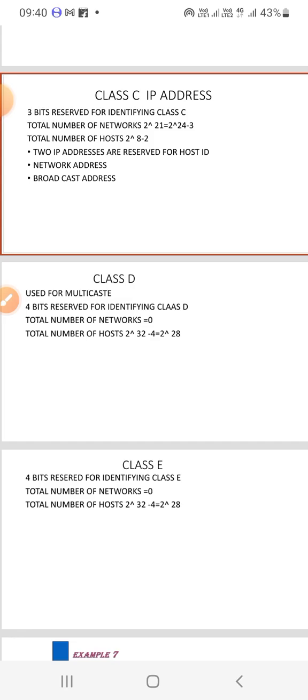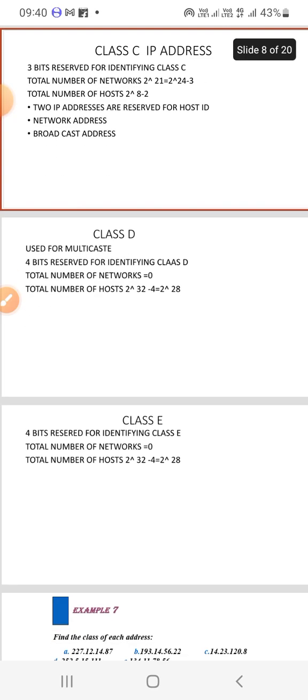And coming to class D. Class D is used for multicasting. Multicast means that for some group, we need to send a message to that group. For that, class D addresses are used. 4 bits are reserved for identifying class D. Total number of networks is 0. Total number of hosts is 2 power 32 minus 4, that is 2 power 28. Total 4 bytes are used for host ID.